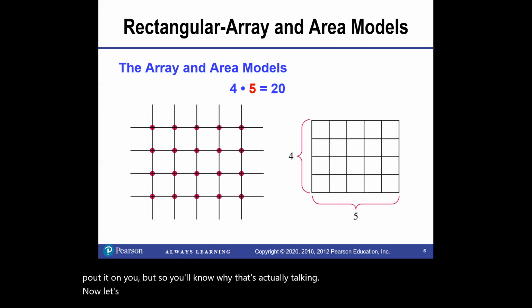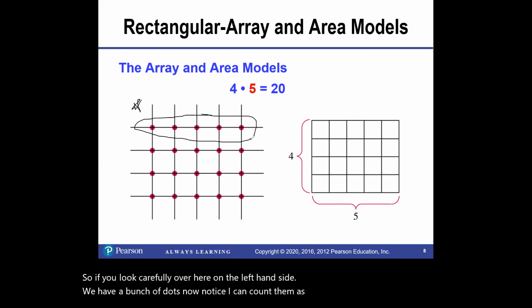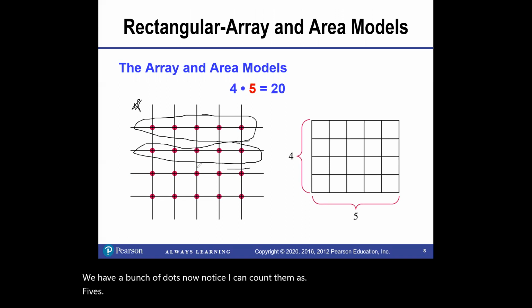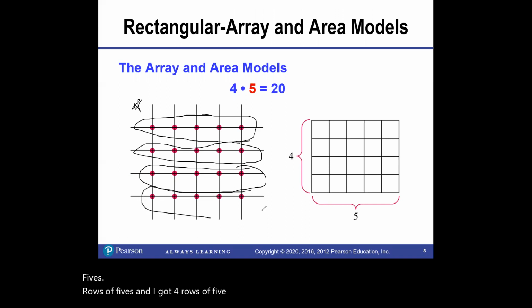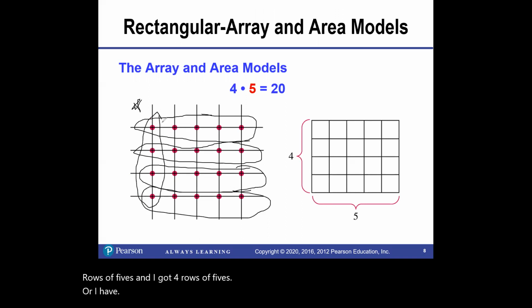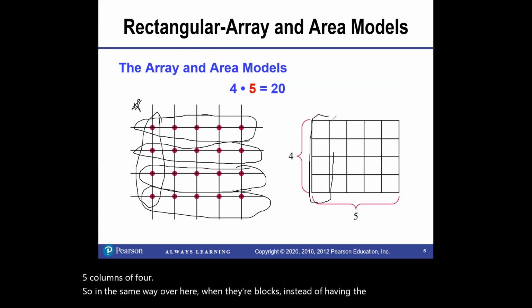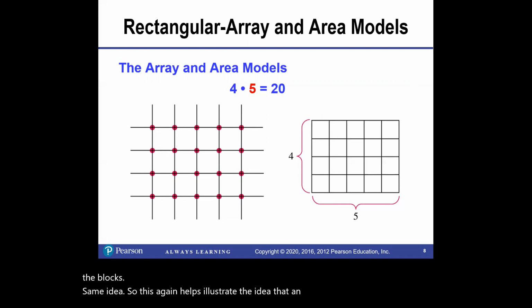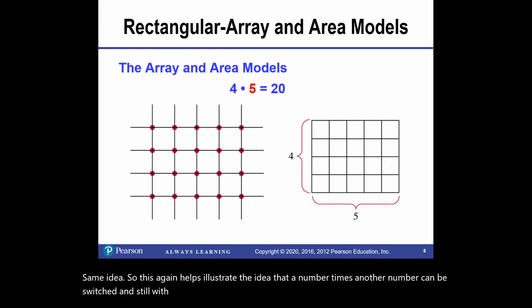Now let's switch to the area model. So 4 times 5 and 5 times 4 is kind of cool. So if you look carefully over here on the left-hand side, we have a bunch of dots. Now notice I can count them as rows of 5s, and I got 4 rows of 5s, or I have 5 columns of 4. So in the same way over here, when they're blocks, instead of having the dots, we're counting the blocks. Same idea. So this again helps illustrate the idea that a number times another number can be switched and you still get the answer. So 4 times 5 in both these, they can just count the total number and again get 20.